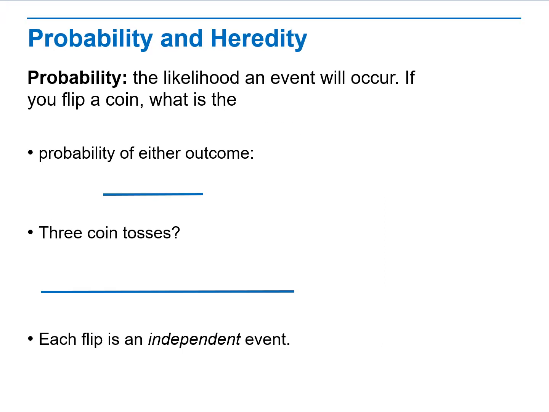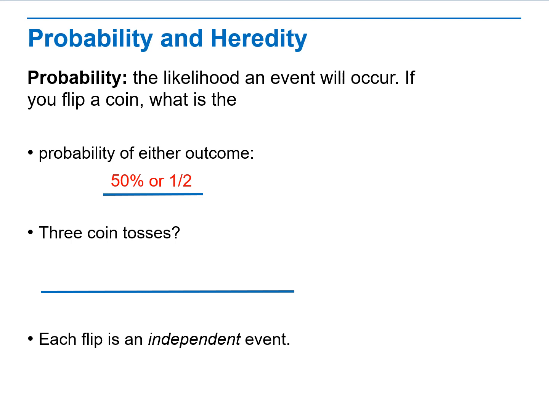Probability is the application of mathematical principles to the study of how likely events are to occur. If you flip a coin, what is the probability of the coin landing on tails? Well, if you flip one coin, the probability of getting tails is 50%, or 1/2.